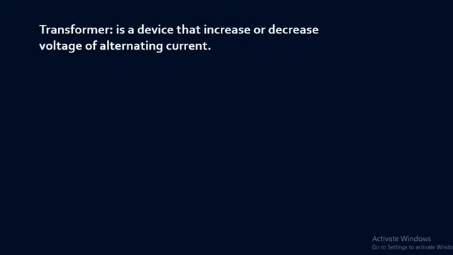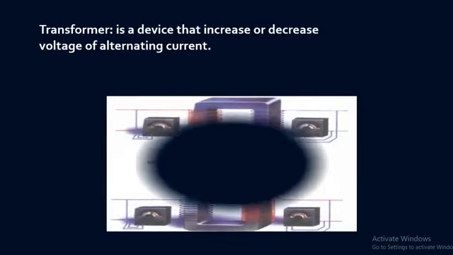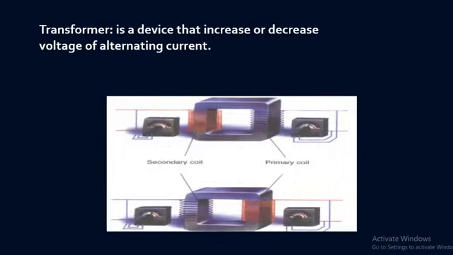A transformer is a device that increases or decreases the voltage of alternating current. Each of them has a different voltage. How? Now we have step up. Step up transformer. So we have two types of transformers, step up and step down.